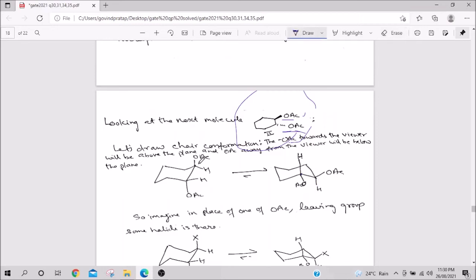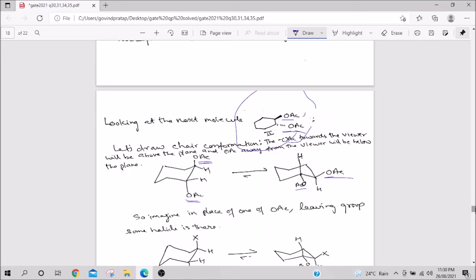This OAc is above the plane, and this OAc is below the plane. So here OAc is above the plane; now it has come from axial to equatorial, but still it is above the plane. And here OAc is below the plane; it remains below the plane though axial has become equatorial.